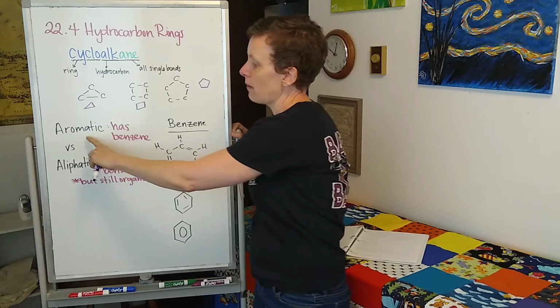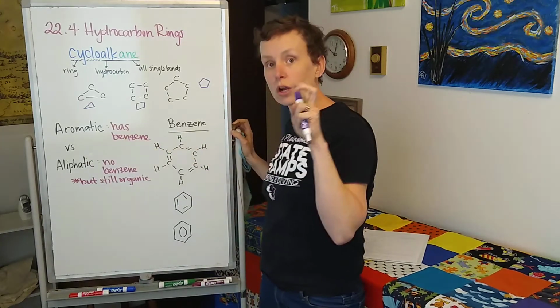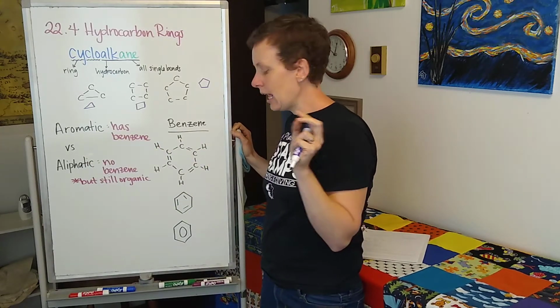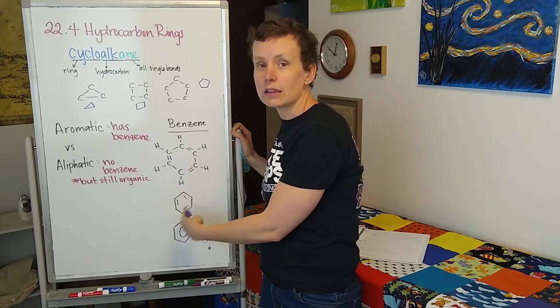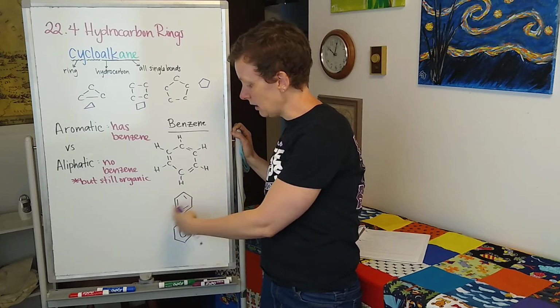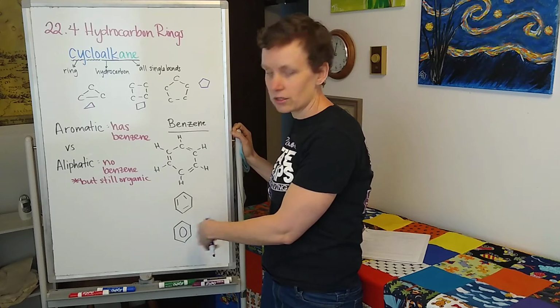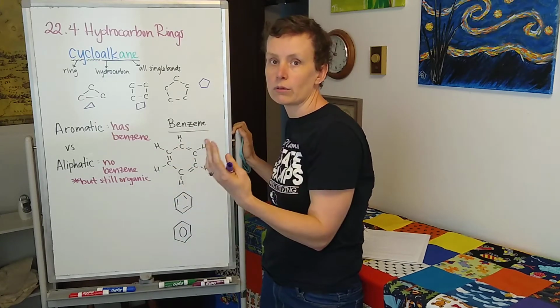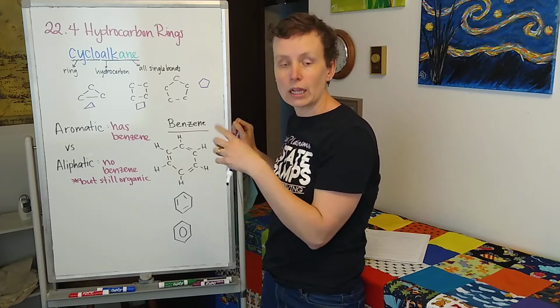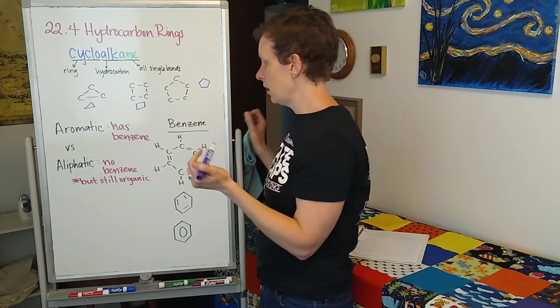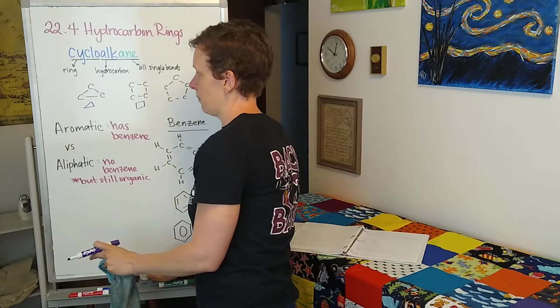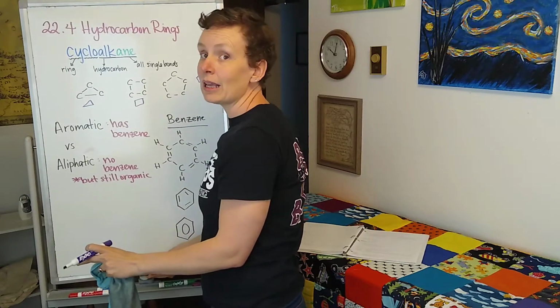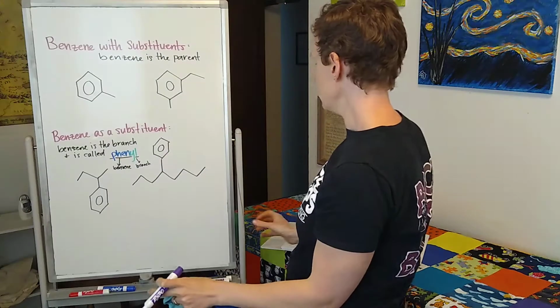Okay, for aromatic, if it has benzene or a structure like benzene, it's aromatic. And the only other one that I can think of is an octane, so an 8-carbon ring that has alternating single and double. You do have to have the alternating single double all the way through your compound, through the ring to be aromatic. Okay, there is a section on naming compounds with benzene.